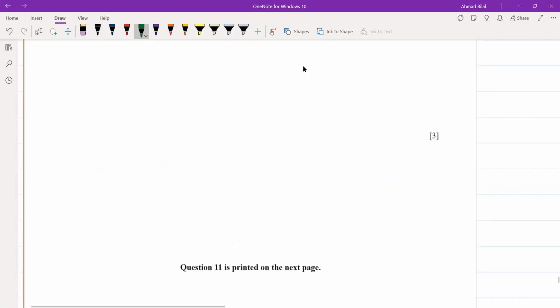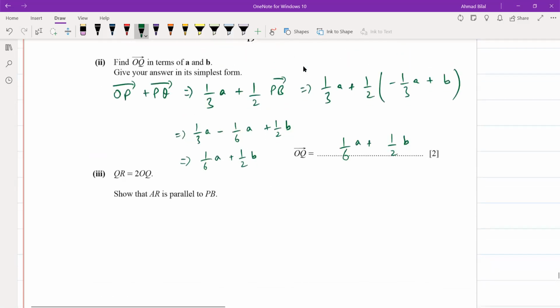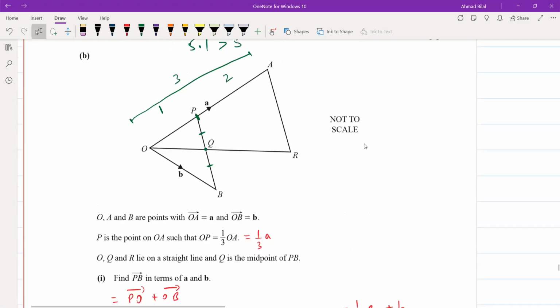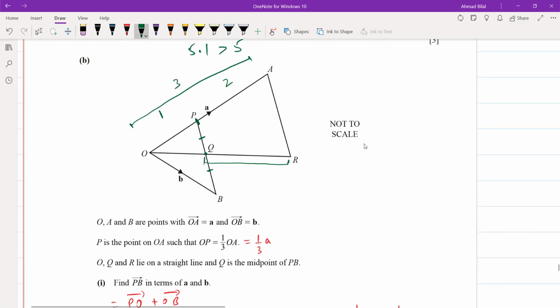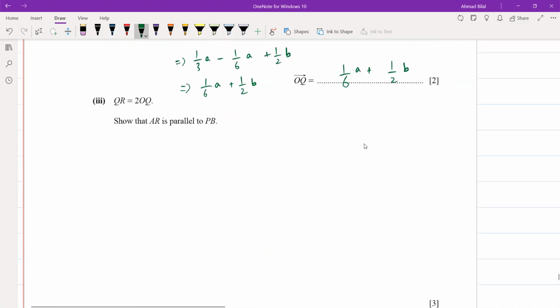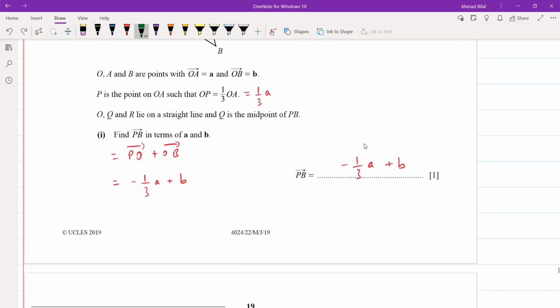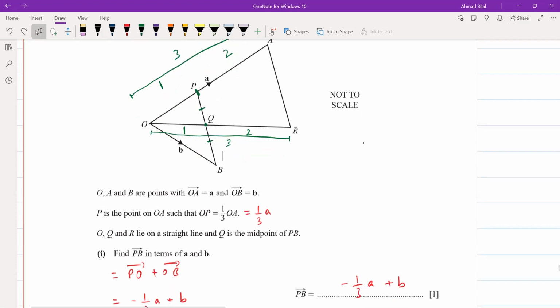Okay? अच्छा, let's look at the next part. Now it says QR is equal to 2 times OQ. अच्छा, let's go to the figure again. QR is 2 times OQ. ठीक है? यानी कि अगर ये पार्ट 2 है तो ये पार्ट कितना है? 1. ये टोटल कितना हो गया? These are 3 parts. ठीक है? अच्छा, अब वो क्या कहता है? Show that AR is parallel to PB. AR आपने शो करना है कि ये PB के पैरेलल है.